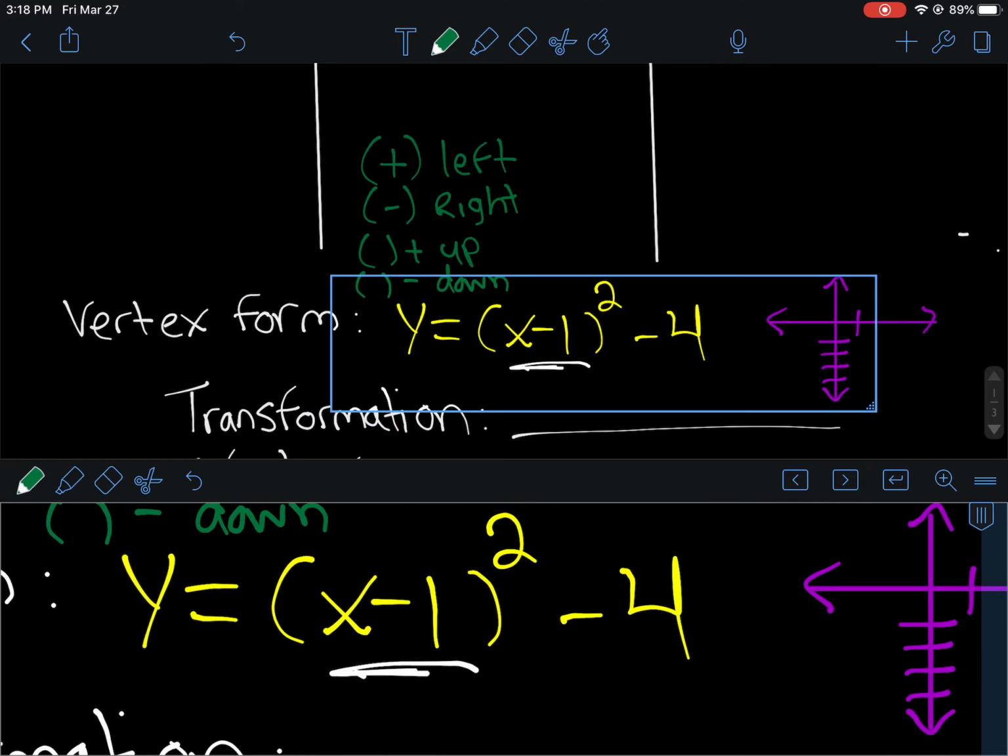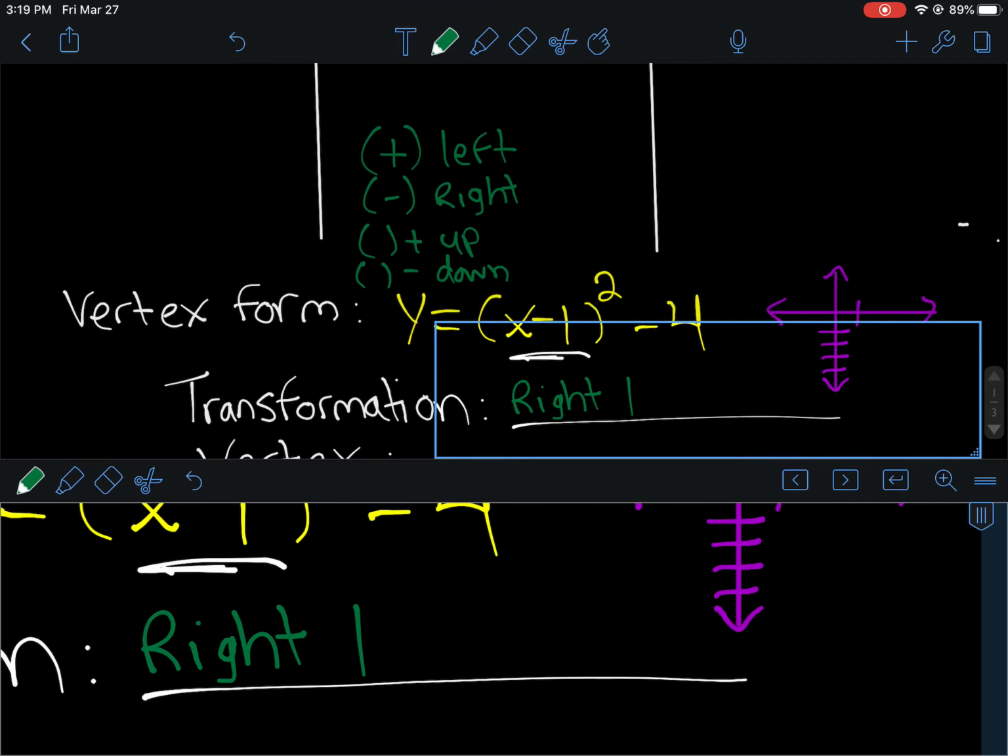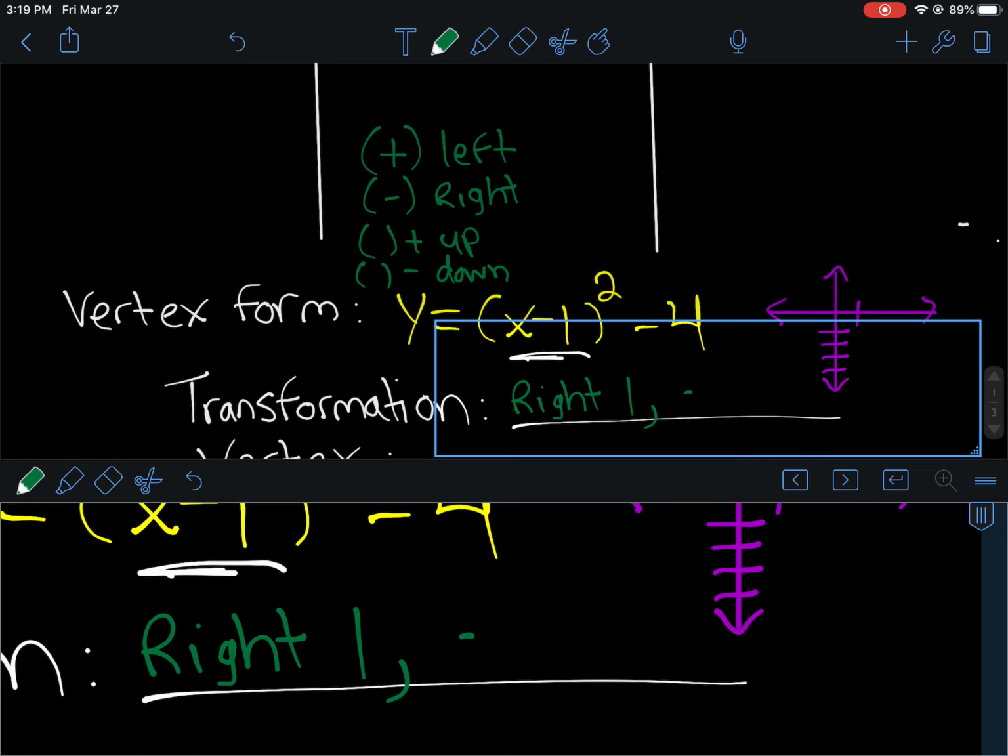So if you look here, we're subtracting inside, which is going to make it move right. This would be right 1 because of the -1. You do the opposite of what you think inside. So you think subtraction, oh, that's left. No, it's opposite. So it'd be right 1. And then you also do whatever is outside, in this case -4. So this would be down 4. So my transformation here is right 1, down 4.